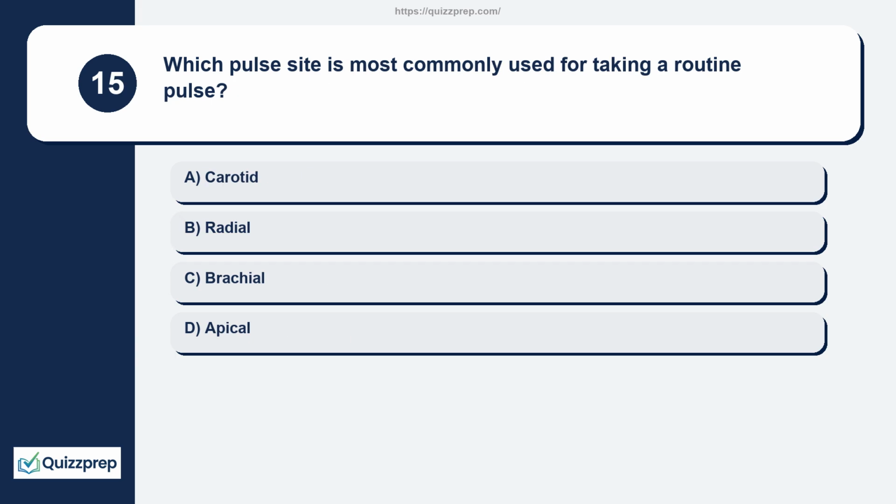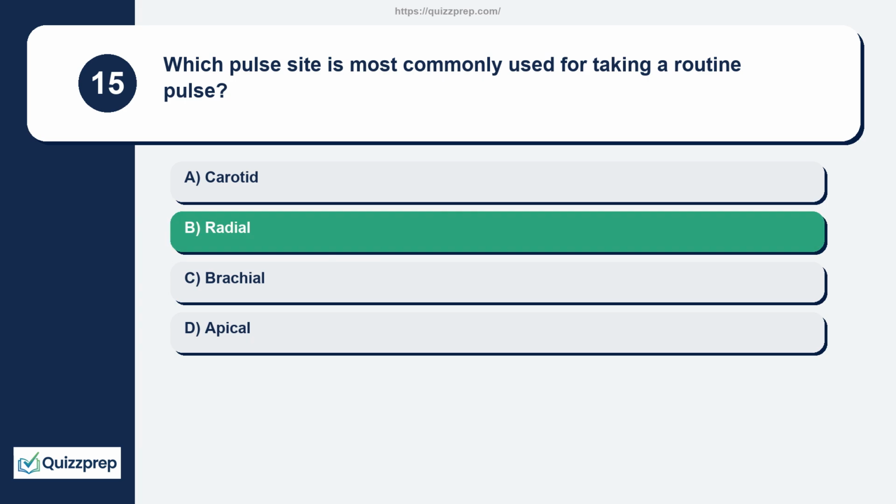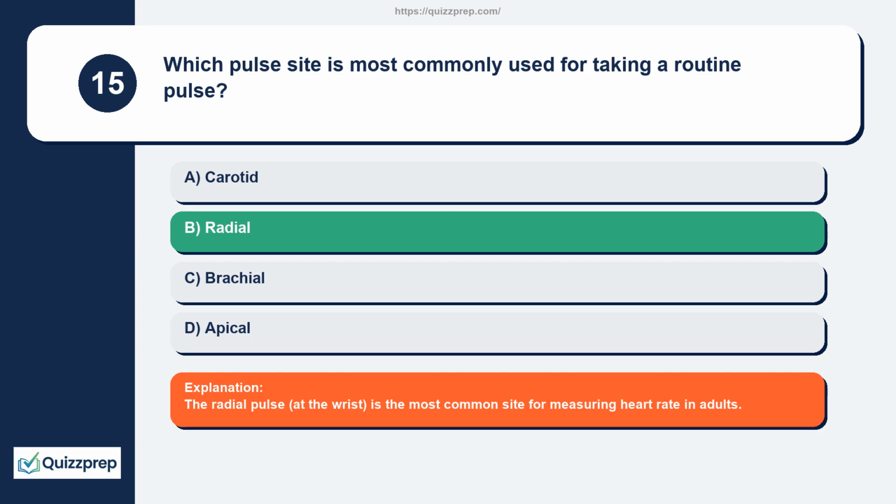Question 15. Which pulse site is most commonly used for taking a routine pulse? Carotid, radial, brachial, apical. The radial pulse, at the wrist, is the most common site for measuring heart rate in adults.